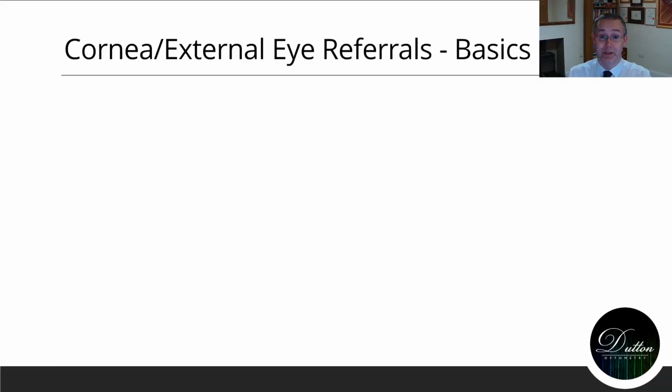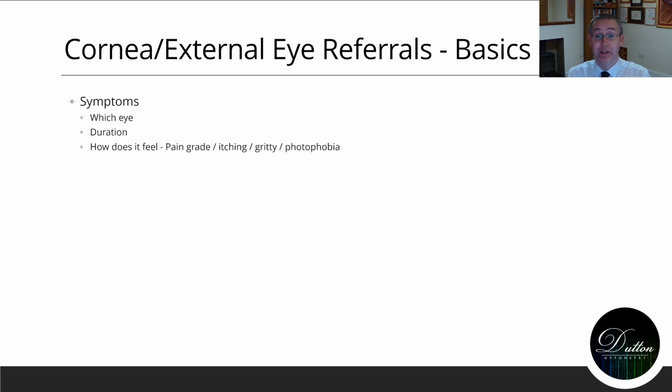Let's start off with the basics. First of all, as far as the patient's symptoms are concerned, we want to know which eye is affected, when did it start, and specifically how does it feel. Try to differentiate between pain, which you might want to give a grading perhaps on a scale of 0 to 5 or 0 to 10, just make it clear either way. Is it itchy? Is it gritty? Is there photophobia? And these will point to quite different potential diagnoses. Does the patient have a history of contact lens wear?